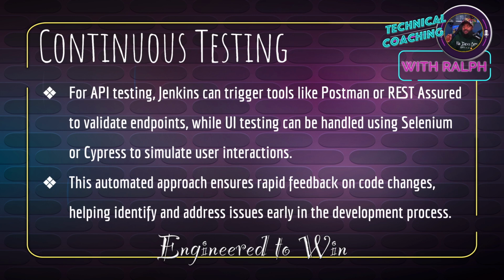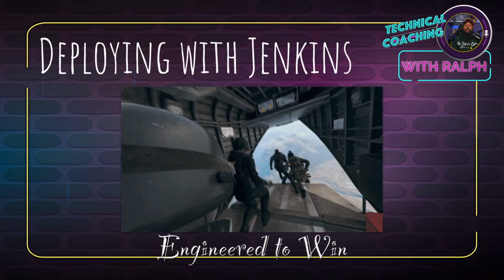And then we might have to open up a defect. We might have to make some changes. But it lets us know right away. And you can run these tests over and over again to get that rapid feedback, which is so important to your software development lifecycle. So what about deploying with Jenkins?